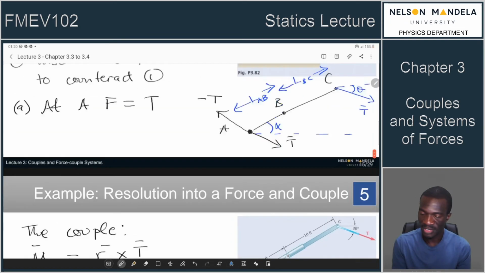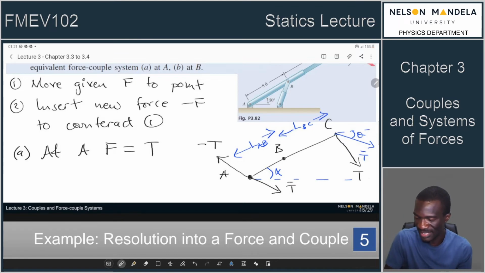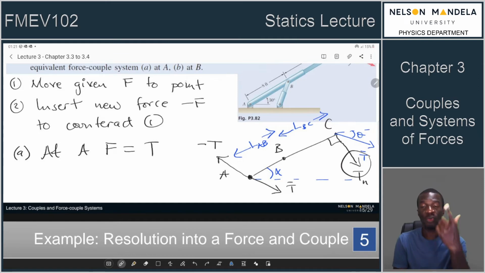Alternatively, you can resolve this T into this direction. Let's call it T in the normal direction. So if you resolve your T into the normal direction, obviously here you would have the same. So all you need is to find the component of T in the normal direction.